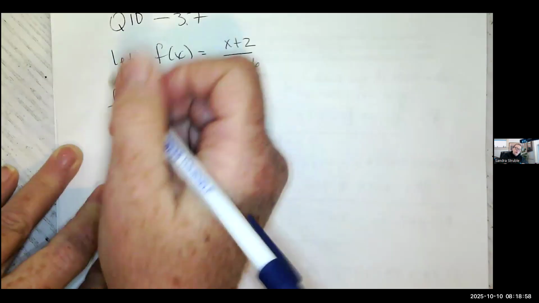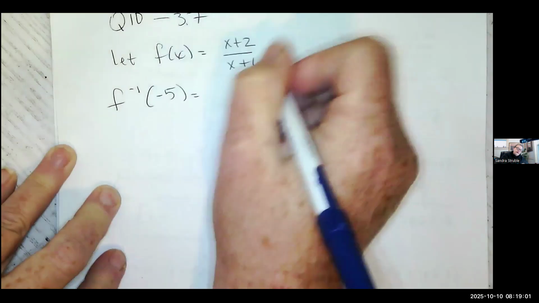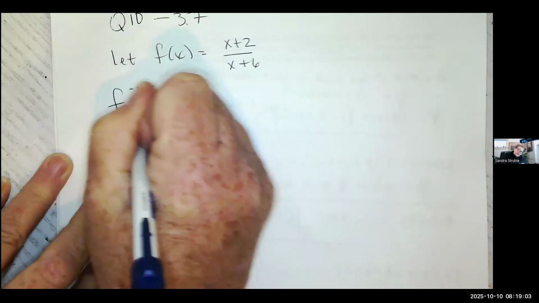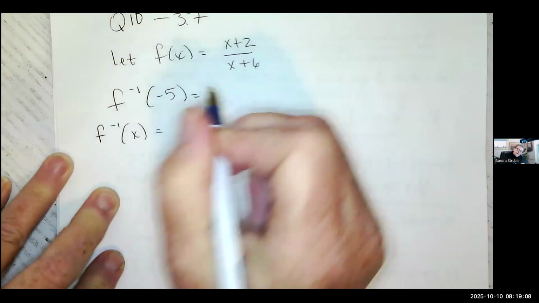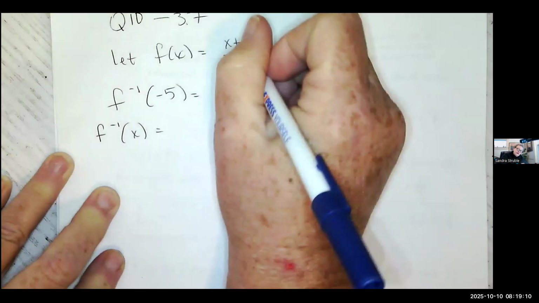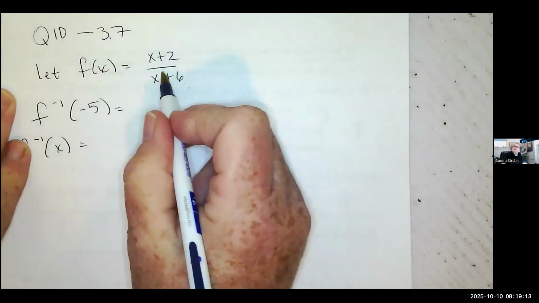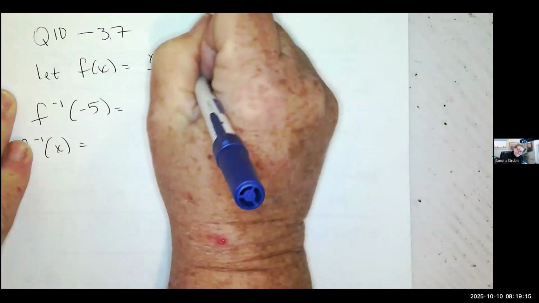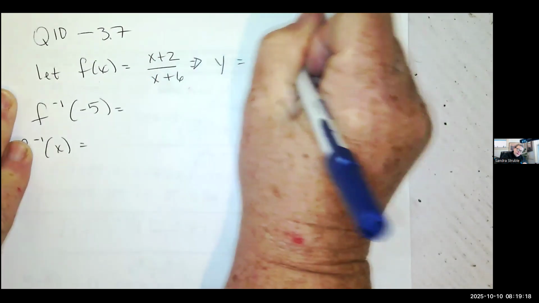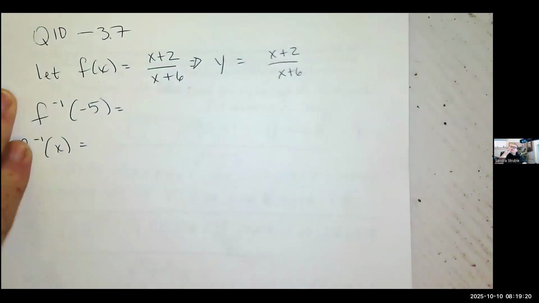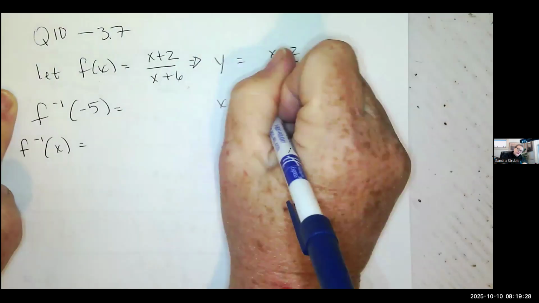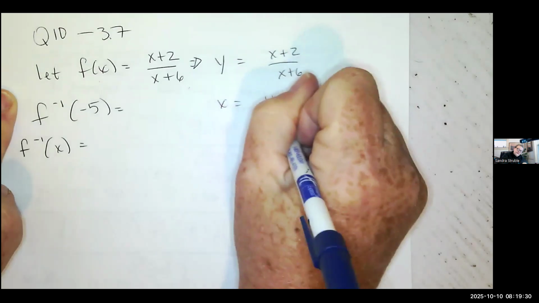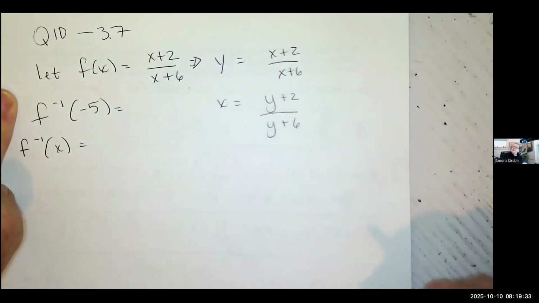What you need to think about is what is the inverse of the original function? You need to remember how to find the inverse. To do that, you take the original function and change the f of x to y, x plus 2 over x plus 6. You invert or exchange places with the y's and the x's. So everywhere there's a y, you're going to put an x. Everywhere there's an x, you're going to put a y. And now you're going to solve for y.